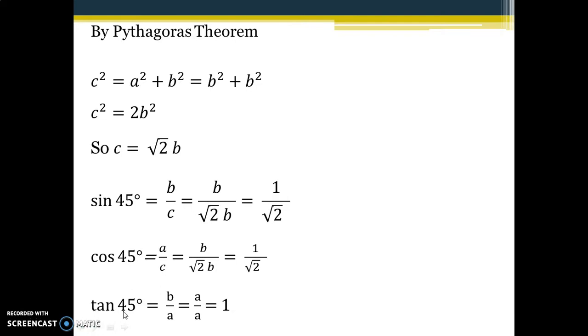Tan 45 is perpendicular upon base, which is b upon a, and b is equal to a, so I have written a upon a over here. Okay, now cancelling this a and a, I get 1. When we cancel a in the numerator and denominator, what is left? 1 is left. So tan 45 is equal to 1.